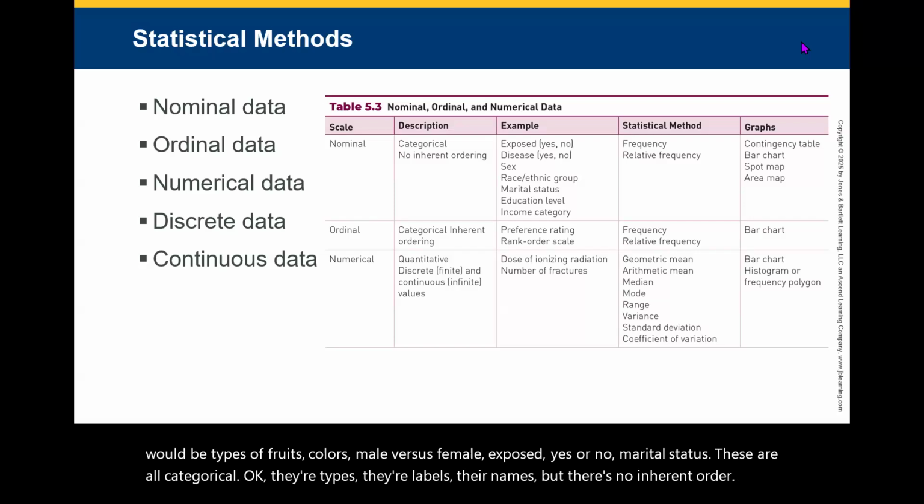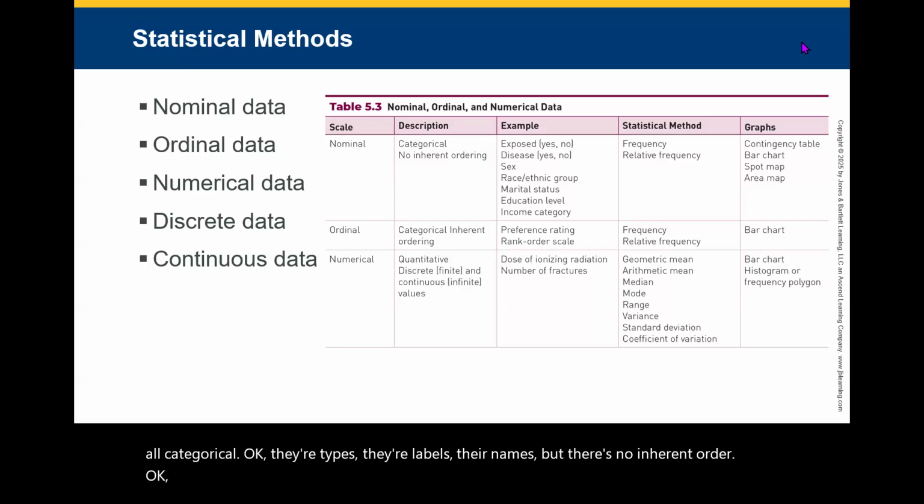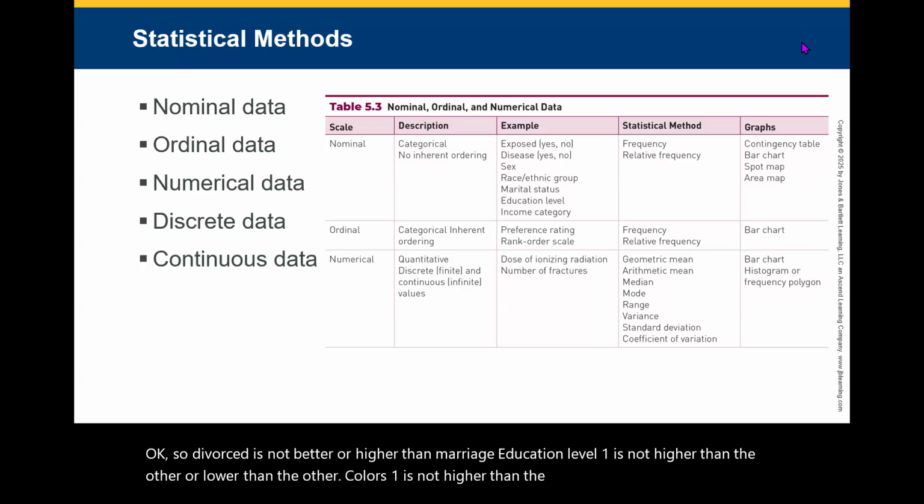Okay, so divorced is not better or higher than marriage. Education level, one is not higher than the other or lower than the other. Colors, one is not higher than the other one. So this is nominal data.